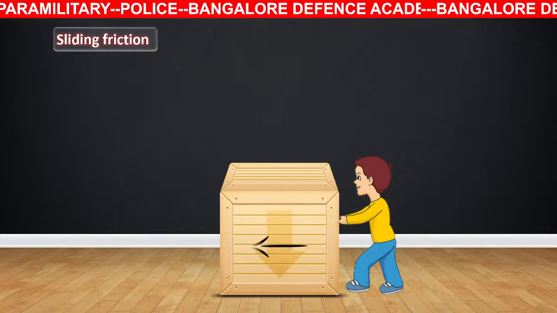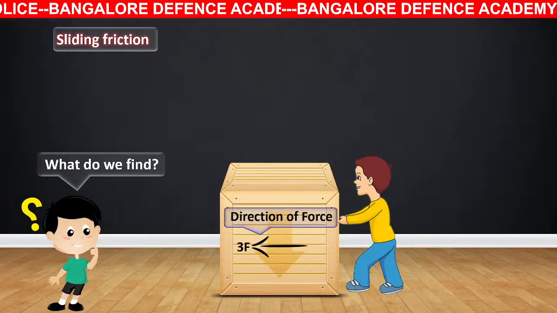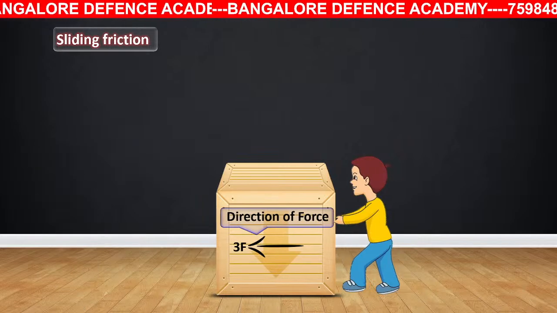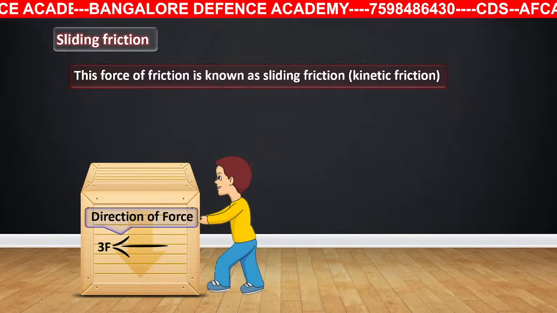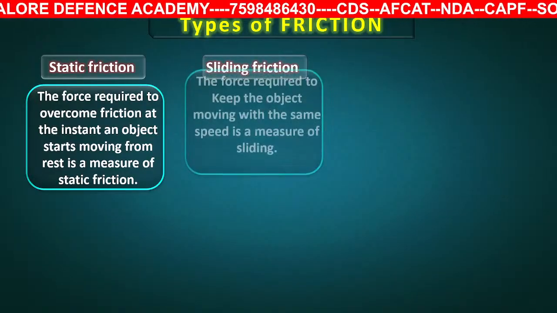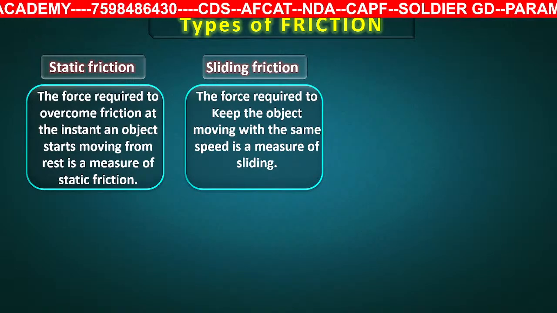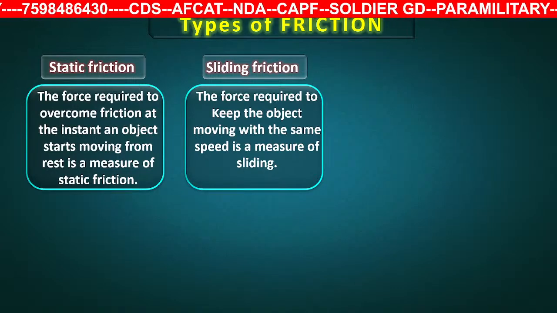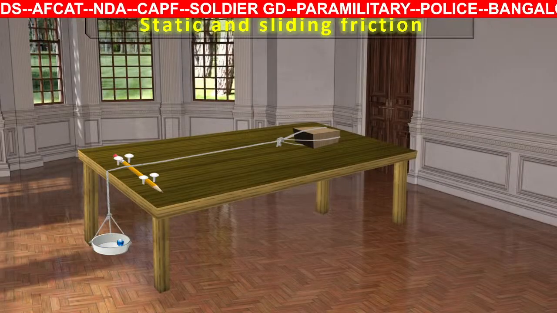Look at this. This is the direction of the force. Okay, now I'm going to push it with more force. Now it slides. So this force of friction is known as sliding friction. Just remember this point. The force required to keep the object moving with the same speed is a measure of sliding friction.